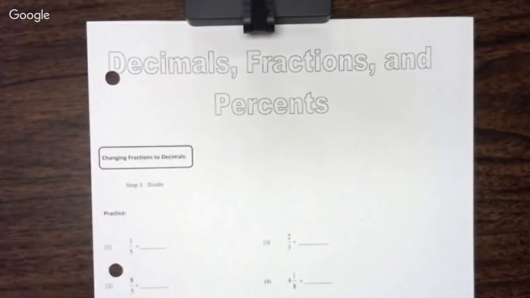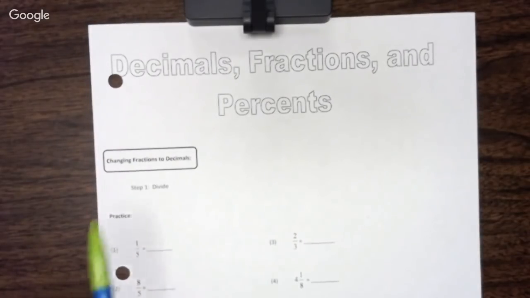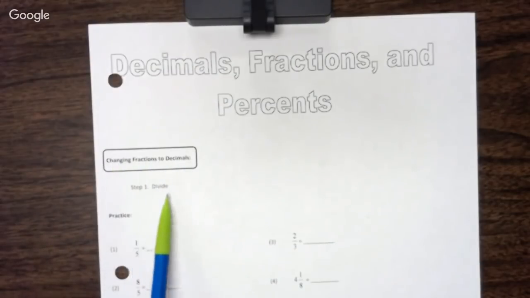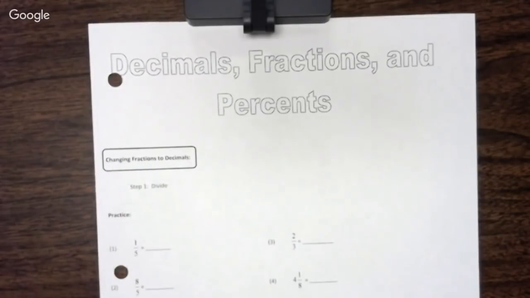All right, this is decimals, fractions, and percents. We're going to learn how to go from decimals to fractions, decimals to percents, and so on and so forth. So I've broken it down into each different category. This first one is going to be changing fractions to decimals. The way we do that, it says right here, step one, you're just going to divide.